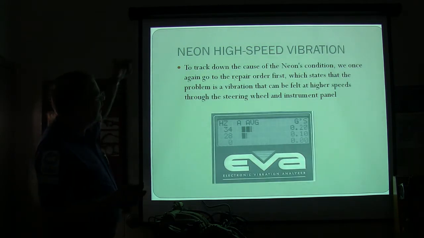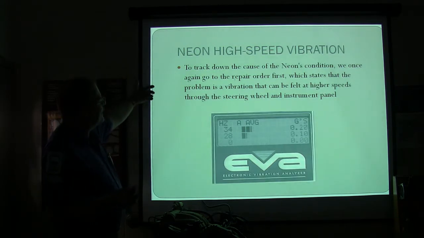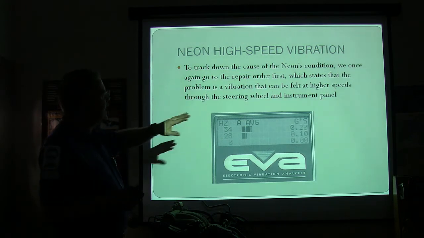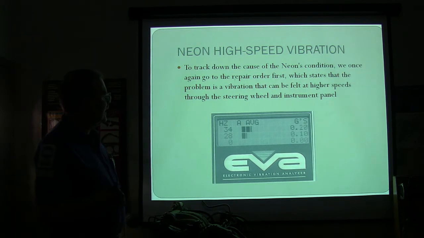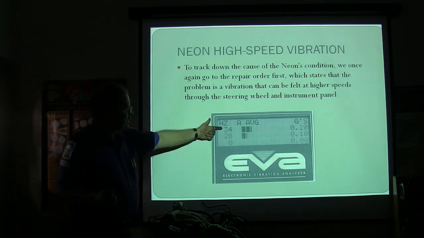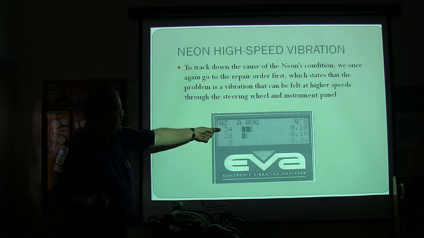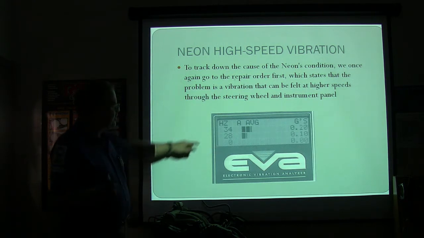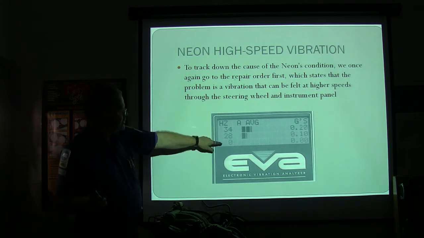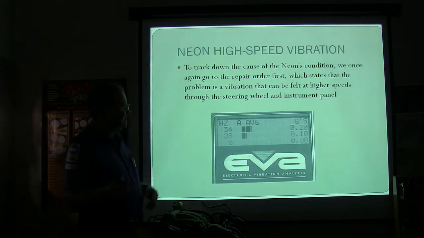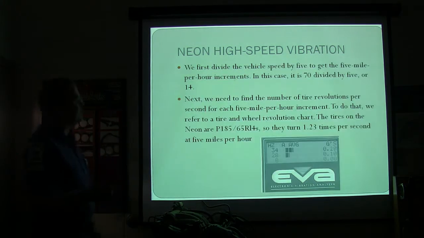Now then, you got a Neon high speed vibration. To track that down, we go to the repair order first, which states the problem as a vibration that can be felt at higher speeds through the steering wheel and the instrument panel. Your electronic vehicle analyzer here gives us that number right there. You see there's your hertz, 34 hertz, 28 hertz, and 0 hertz is your least significant because it's going to give you 3 on that particular tool.